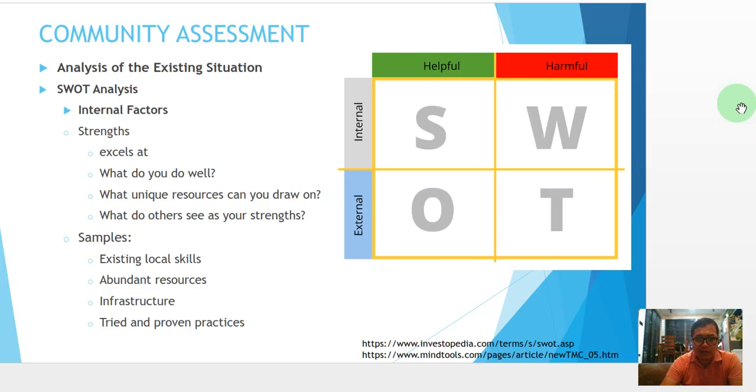So the examples are the existing local skills and abundant resources. What are the resources of the area? What is the existing infrastructure in the community? And then what are the practices that you have already tried and proven in their community? So it's really important to talk to local community leaders with this one. Then also interview the people who are part of the community.